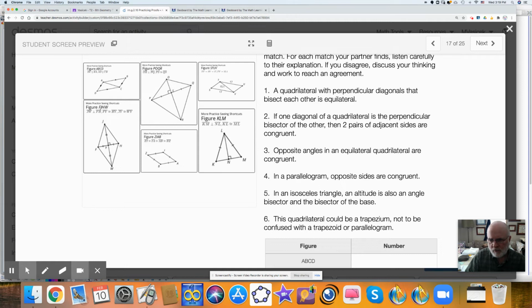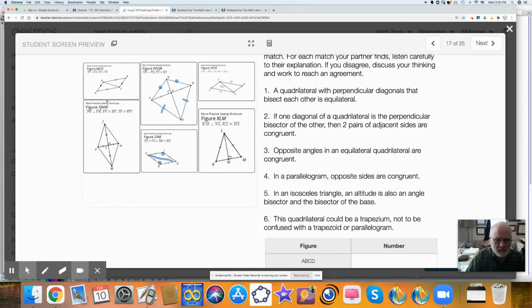If one diagonal of a quadrilateral is the perpendicular bisector of the other, then the two pairs of adjacent sides are congruent. So this side would be congruent to this one, and this side would be congruent to this one. They're adjacent and they're congruent. That would be a kite, by the way. If opposite angles in an equilateral quadrilateral are congruent, let's see, that's this one. If I were to draw a line here, I'm trying to prove that I and B would be congruent. I would use the side, side, side triangle congruence theorem to prove these two triangles are congruent. Since they are congruent, by CPCTC the two angles must be congruent.